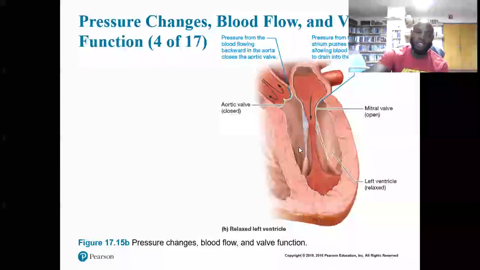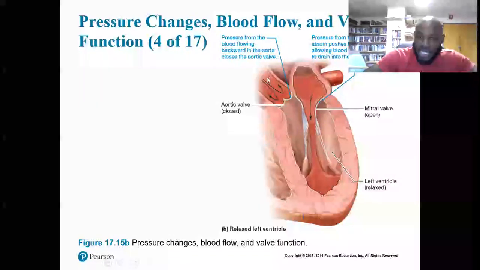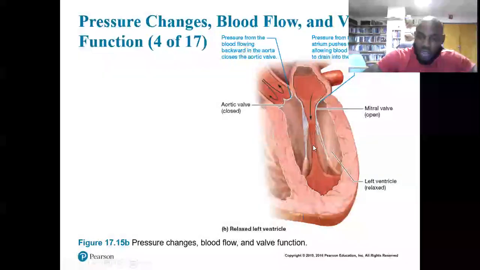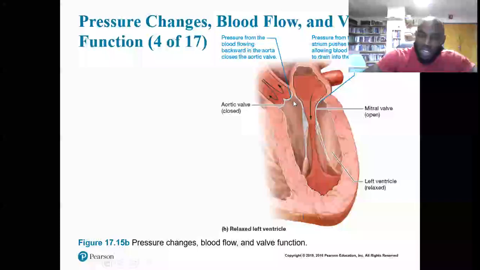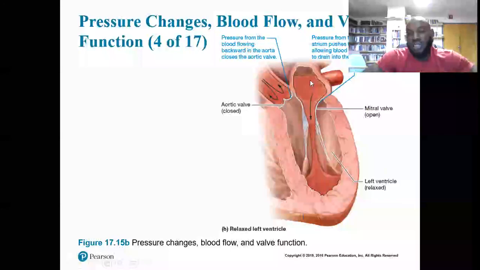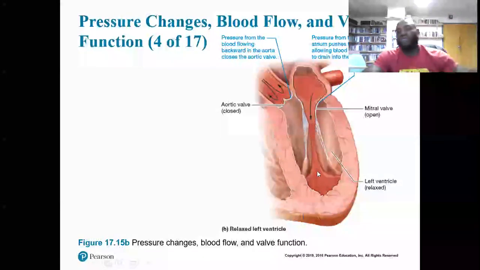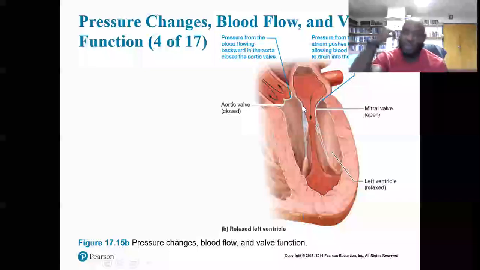All right, so the reverse happens when the ventricle relaxes. Ventricle relaxes, pressure decreases, and higher pressure in the aorta as compared to the pressure in the ventricle causes the semilunar, this aortic valve, to close. But then the lower pressure in the ventricles as compared to the higher pressure in the left atria causes the mitral valve, the bicuspid valve, to open, and therefore now blood flows into the ventricle. So it's all controlled by pressure.